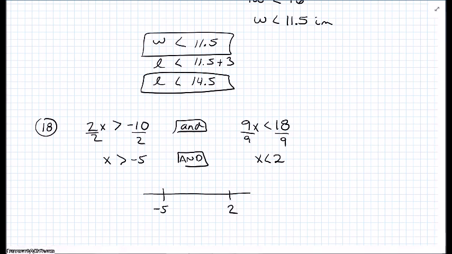Looking, x is greater than negative 5, so it's a hollow circle because it does not have an equality, and x is less than 2, again a hollow circle because there's no equality. Because there's an and statement, they're going to be joined. So there's number 18.